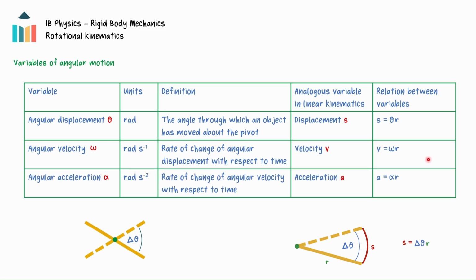Finally, we have angular acceleration, alpha. This is the rate of change of angular velocity. Its linear equivalent is acceleration a, and the relationship between them is a equals alpha r. Just like linear acceleration, a negative value of alpha represents slowing down, i.e. decreasing angular velocity. So in summary, theta, omega and alpha are the rotational versions of s, v and a, and each one links to its linear counterpart through the radius r.